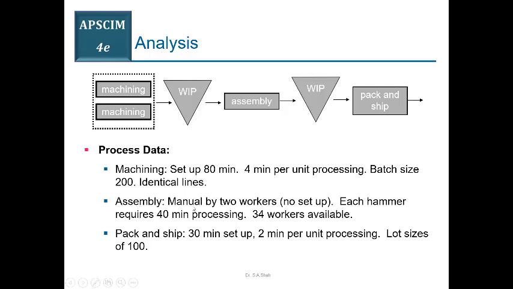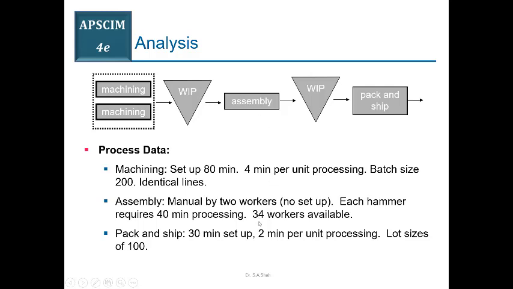Assembly is, let us say, manually operated, and you need two workers to assemble one hammer. And there is no setup time. सेटअप टाइम इसमें नहीं है. मैनुअल वर्कर्स जो है वो यूज़ हो रहे हैं, एंड एक प्रोडक्ट को असेंबल करने के लिए दो वर्कर्स जो है वो चाहिए होंगे. सो ईच हैमर रिक्वायर्स 40 मिनट प्रोसेसिंग टाइम. सो असेंबली टाइम जो है टोटल 40 मिनट्स है. You will need two workers to assemble one hammer.